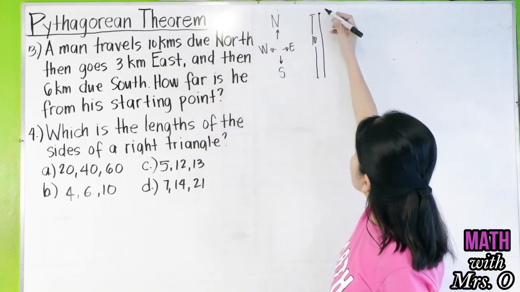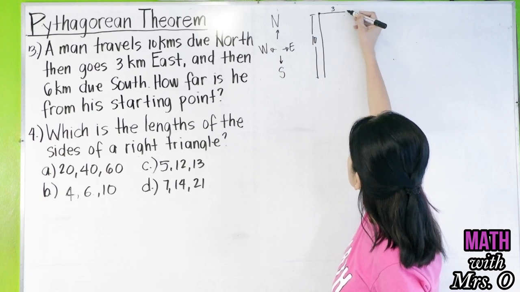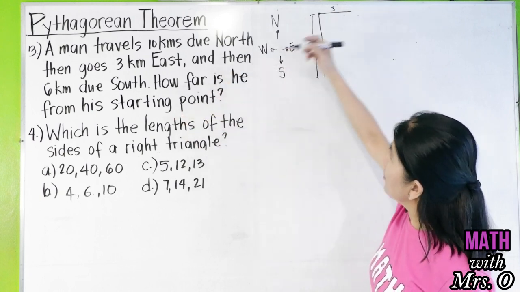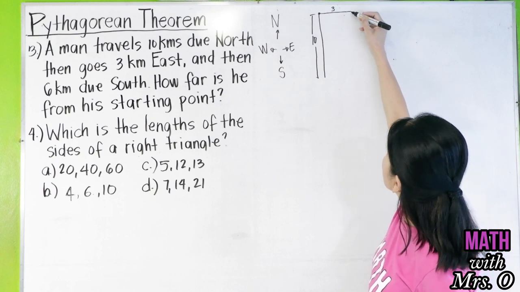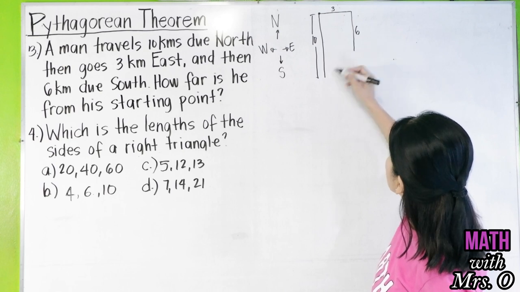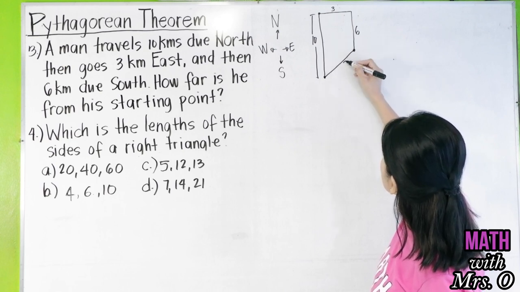Then goes 3 kilometers east. So from here you go 3 east. There, 3 east. And then 6 kilometers due south. South is going down, 6 going down. There. So this is the starting point. This is the ending point. This is unknown.